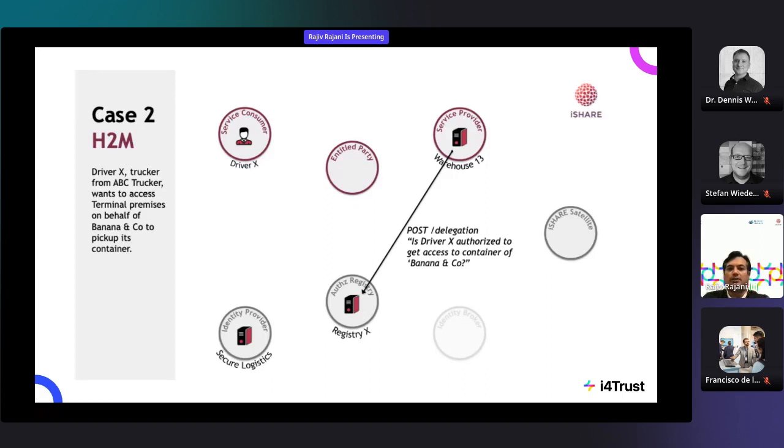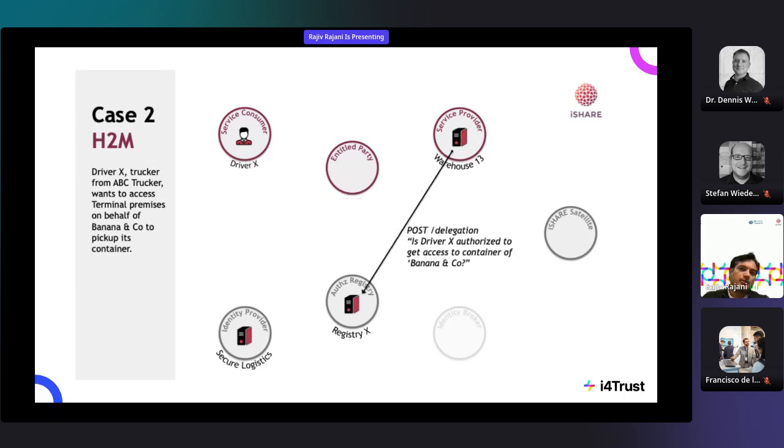it checks with the authorization registry if driver X is authorized to get access to the container of Banana & Company. Now, remember that there are two delegations in place. So Banana & Company gave rights to ABC Trucking Company and ABC Trucking Company gave rights to driver X. So linking these two authorizations, it determines yes, driver X should have access to the container of Banana & Company. So it simply sends yes. Remember, these are explained in plain English. However, the request response model, as I explained previously, needs to be used in that format for delegation endpoints.